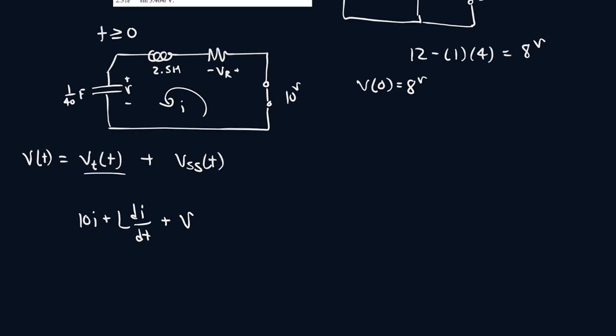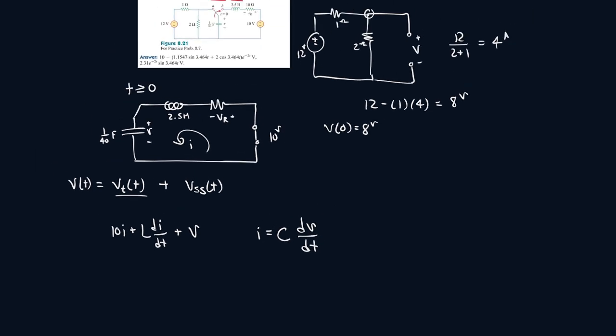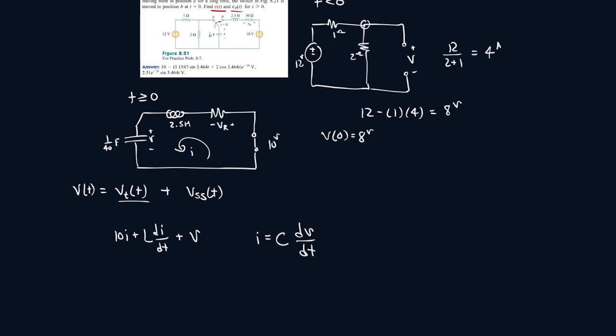And then we know the following is true. We know I is equal to C times dV over dt. So what we're going to do is plug in I for these two. So it'll be 10 times C dV over dt plus L, the derivative of this, which will just be C d squared V over dt squared, plus V.